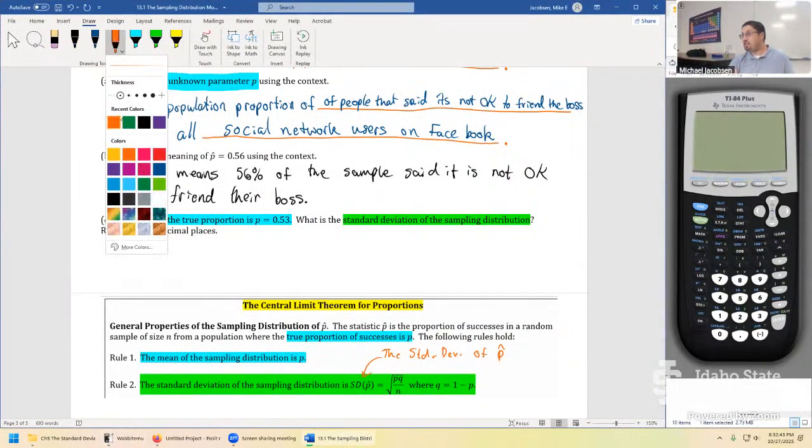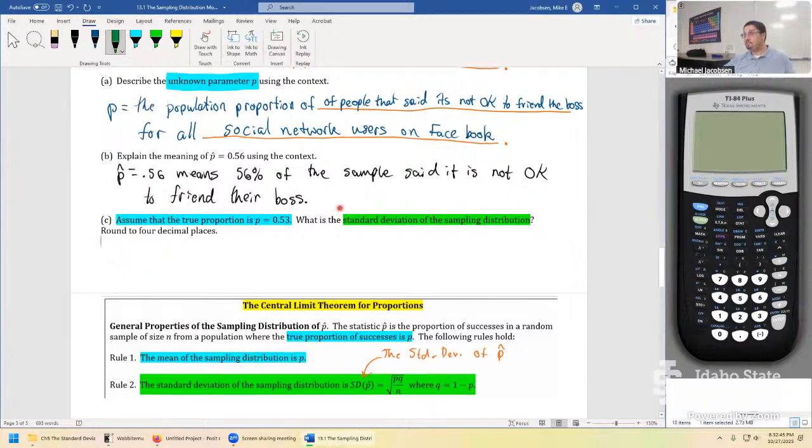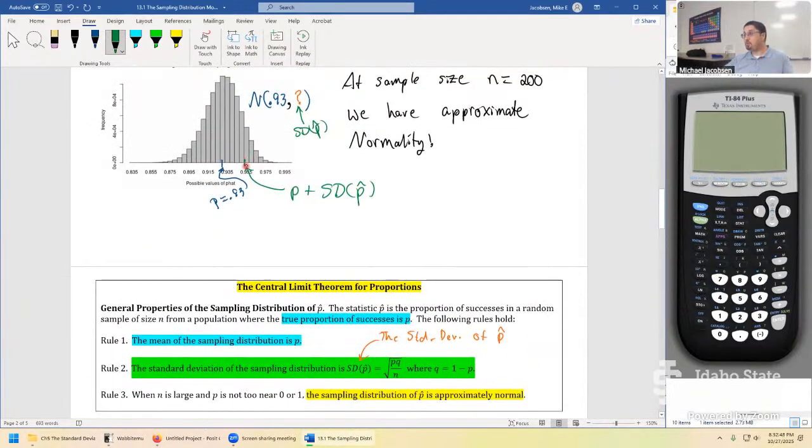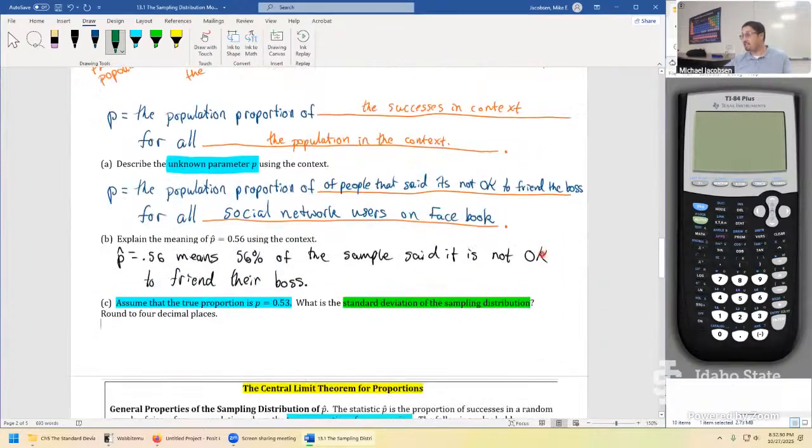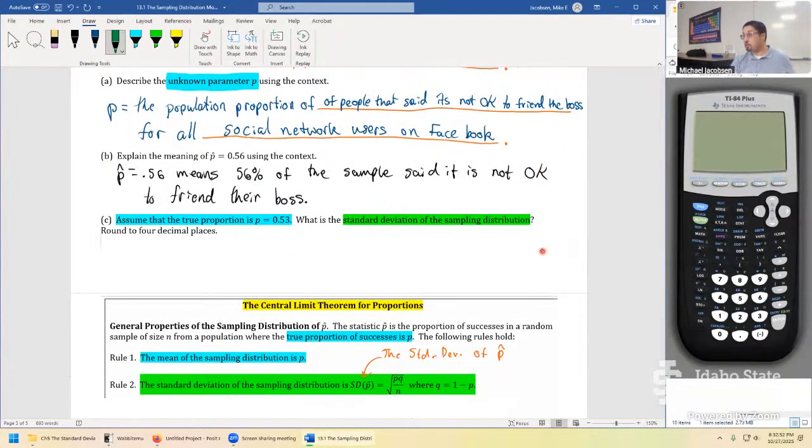What is the standard deviation of the sampling distribution? That's like finding this number right here in the prior problem we were looking at. And it's a computation that goes like this. SD of p hat is telling us the width of that normal distribution, the one we simulated, the one mentioned in the central limit theorem. It's going to be the square root of p times 1 minus p. The formula goes p times q.